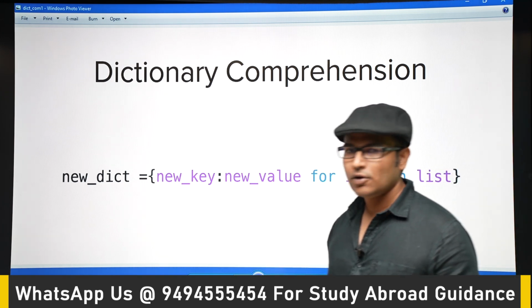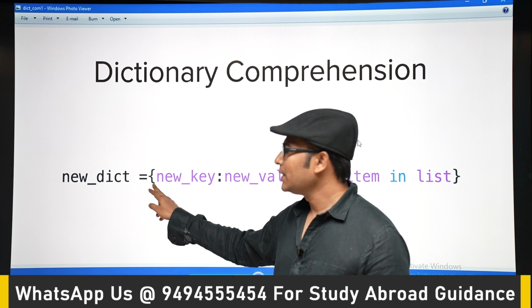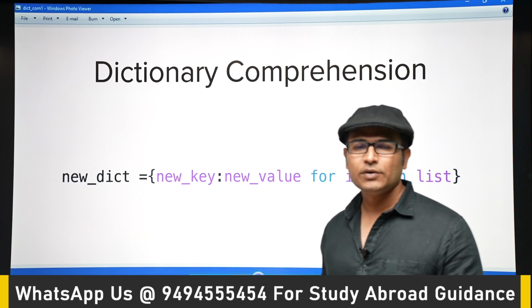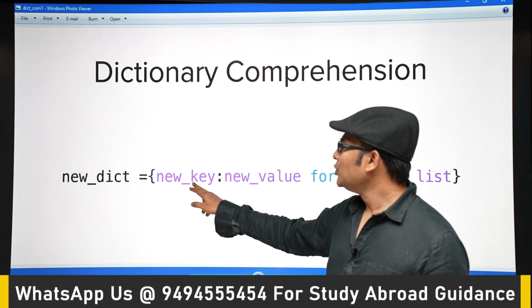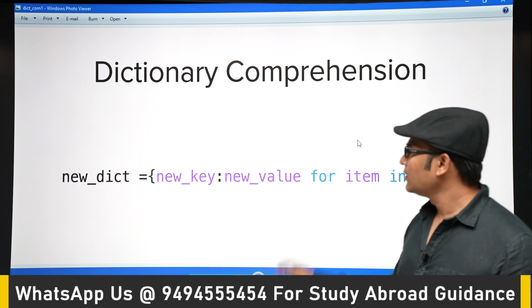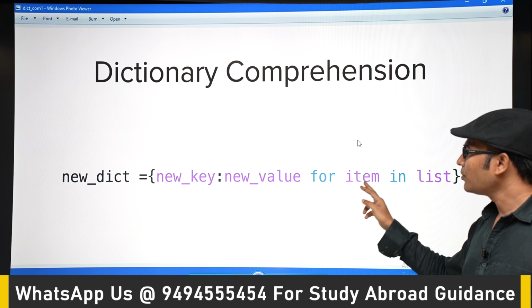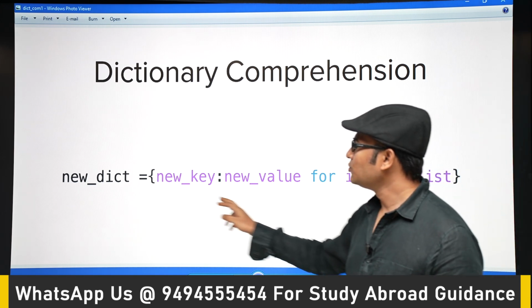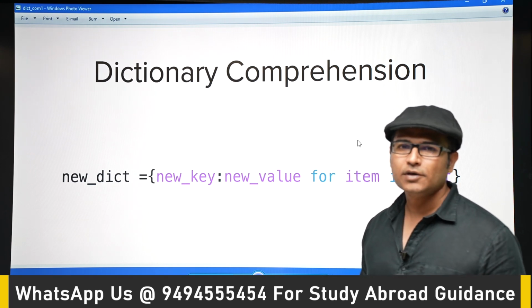One thing you have to observe here is that when we are doing dictionary comprehension, there have to be curly braces. When you are doing list comprehension, it was square braces, right? A new key and new value can be generated for each item in the list. You can take each item, do some operation on it, and create a new key and value. You will see examples, okay?